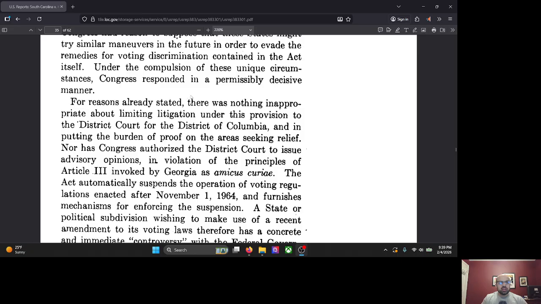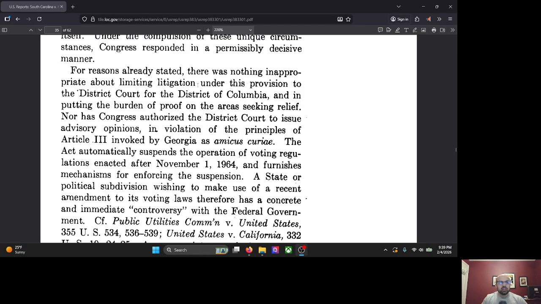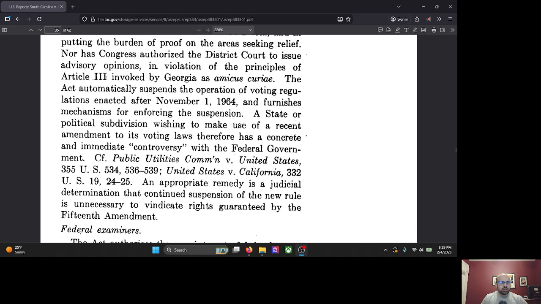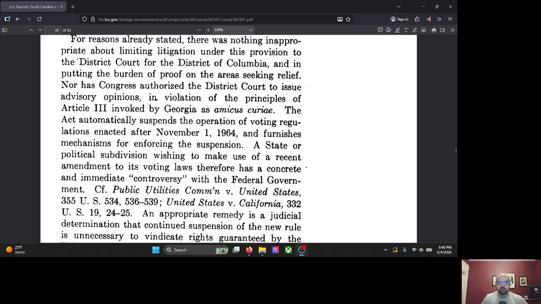For reasons already stated, there is nothing inappropriate about limiting litigation under this provision to the District Court for the District of Columbia, and in putting the burden of proof on the areas seeking relief. Nor has Congress authorized the District Court to issue advisory opinions in violation of the principles of Article 3 invoked by Georgia as amicus curiae.